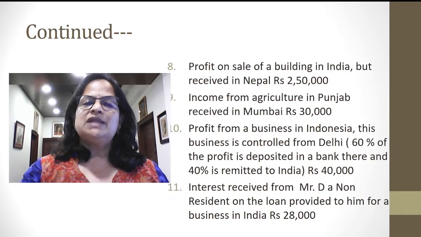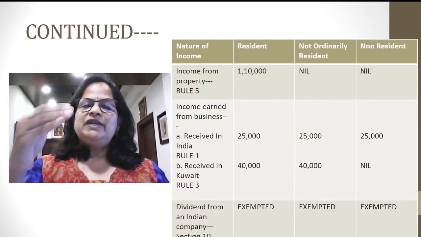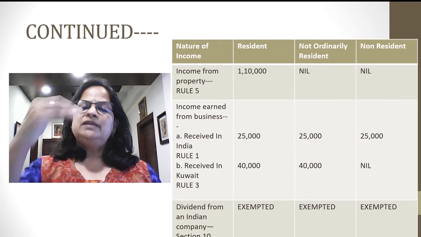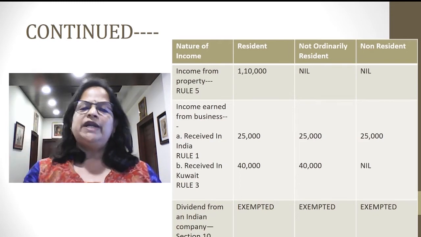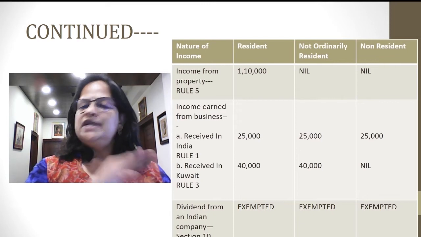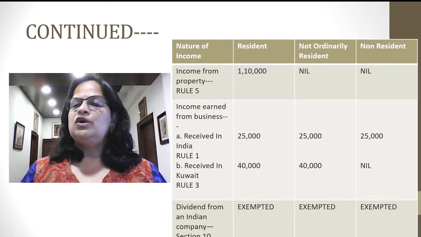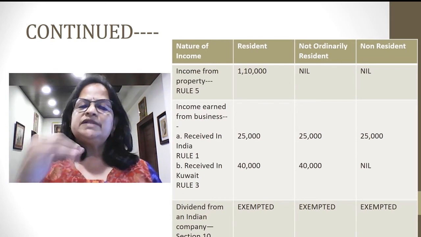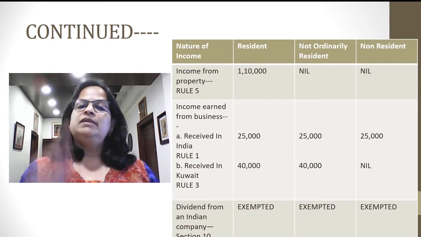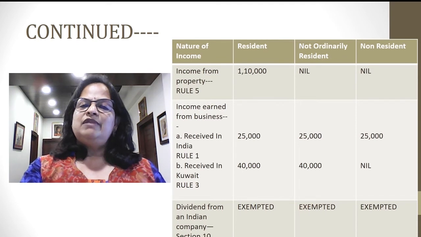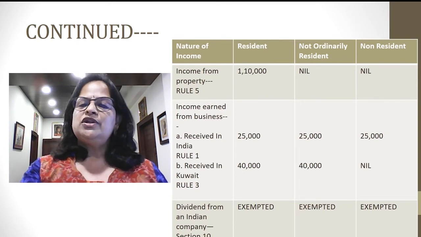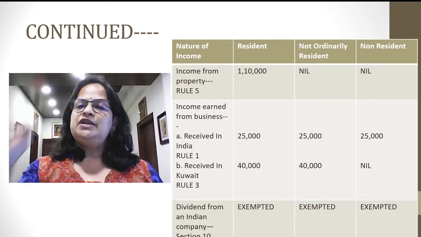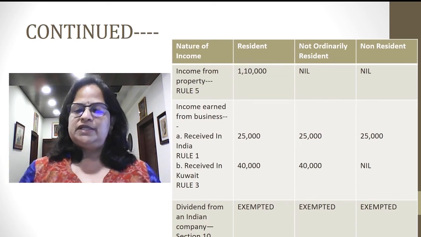So what will be the classification? I told you when an income is received in 2 countries, that same point we will divide into 2 headings. One is received in India, rule number 1, it will be taxable in all cases. Indian income taxable in all cases. Second one is received in Kuwait. It's business income. Therefore, rule number 3 will be applicable. Resident and not ordinarily resident, it will be taxable and it will not be taxable for non-resident.